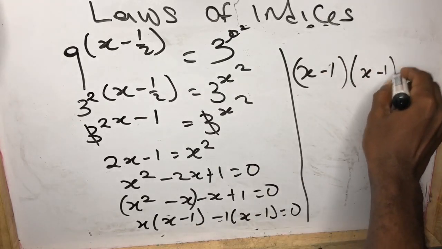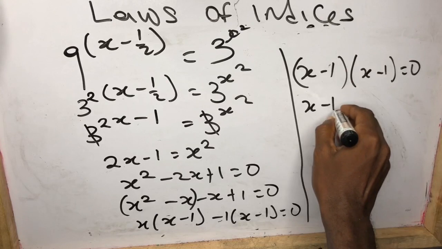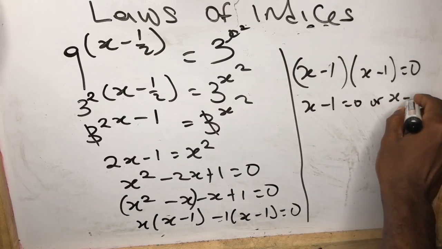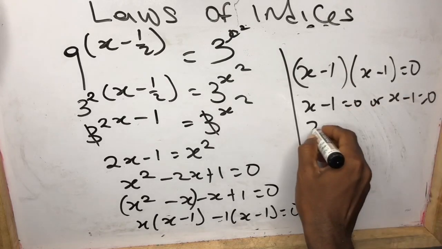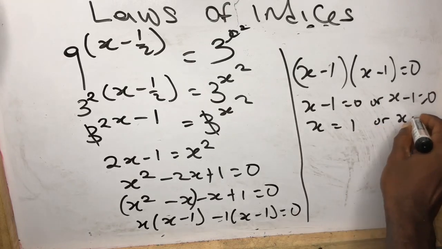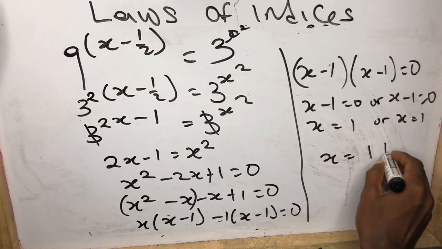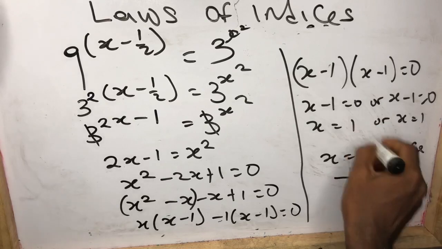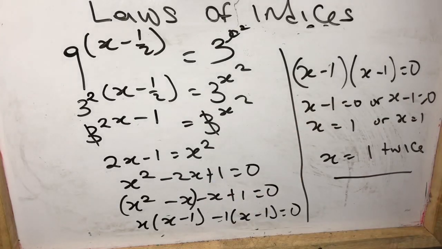So x minus 1 equals 0, or x minus 1 equals 0. So if you solve it, you are going to have x equals 1 in 2 places. So it's better you write x equals 1 twice. So that's how to solve that question. So that's also a JAMB question.